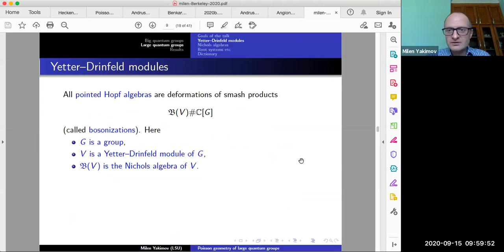Okay, so the general result in pointed Hopf algebras is that all of them are deformations of smash products. And there are three objects that appear in this smash product. So now I want to advertise this area very much because I think it's a very, very general machinery to deal with anything that has to do with Serre relations, by general methods, not by case. So the first piece of data is a group G and the group algebra of the group G. The second piece of data is a Yetter-Drinfeld module for this algebra G. And the third piece of data, B(V), is the Nichols algebra of this Yetter-Drinfeld module V.